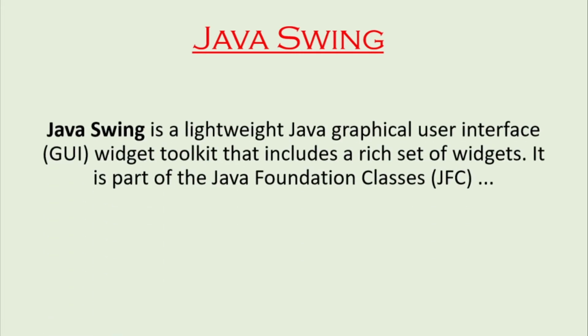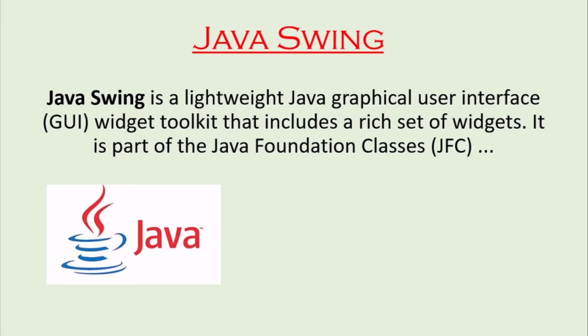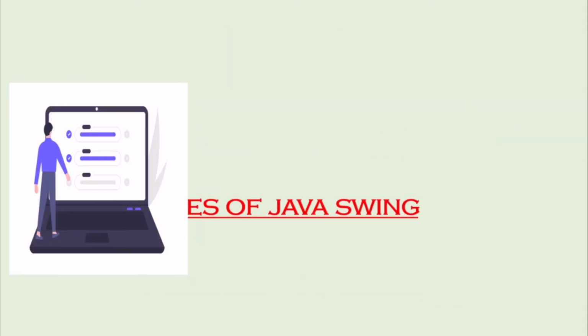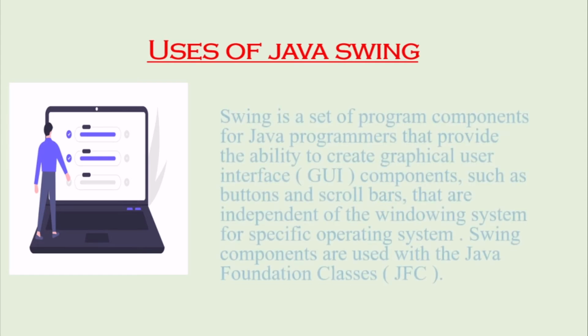Today we will learn about Java Swing. Java Swing is a lightweight Java graphical user interface, or GUI, widget toolkit that includes a rich set of widgets. It is a part of Java Foundation Classes. With the help of Java Swing, we will make some Windows applications like a calculator, a calendar, or some login forms, etc.